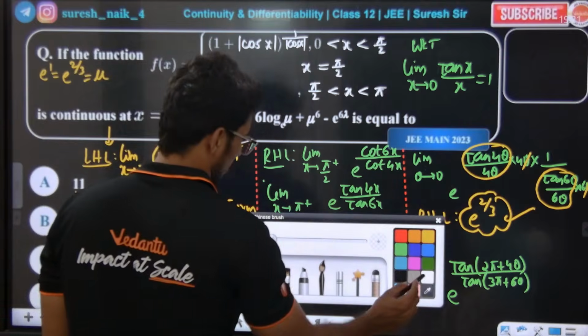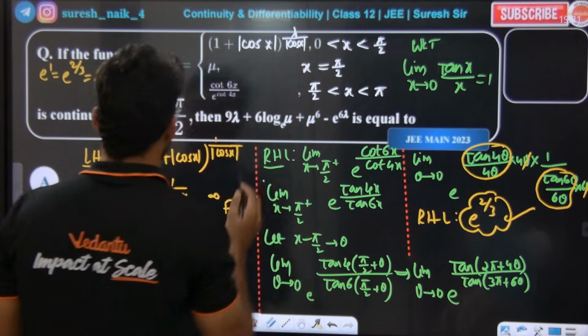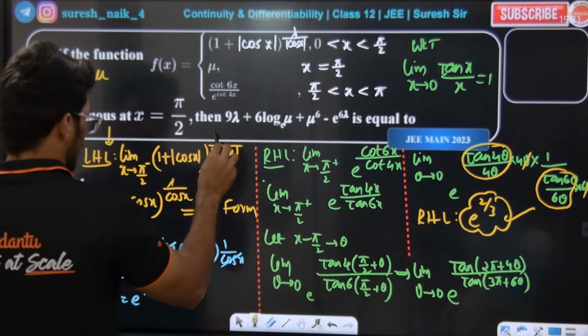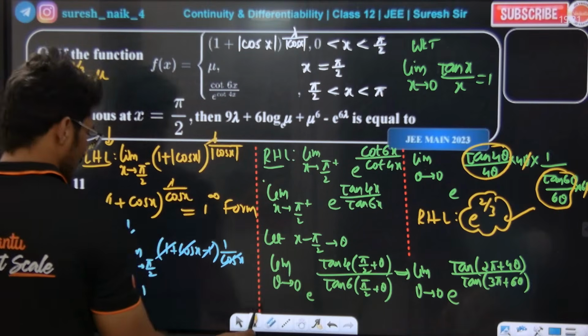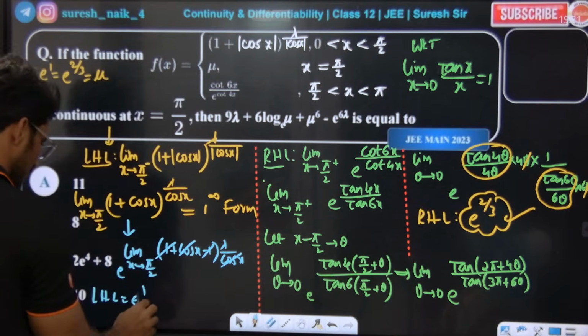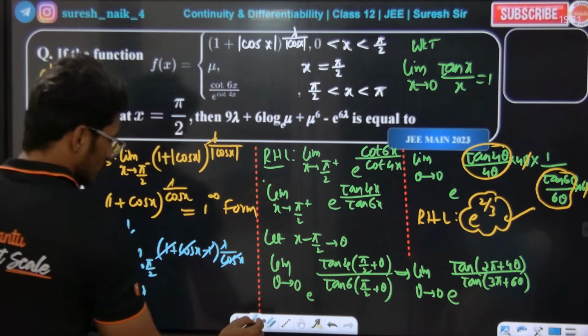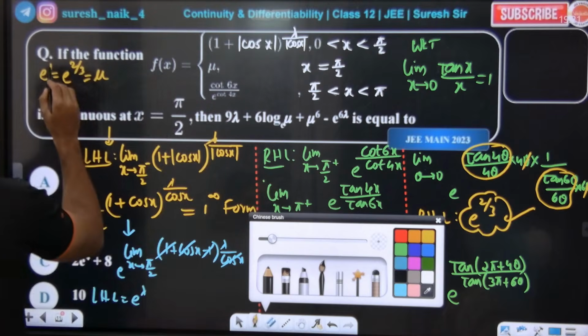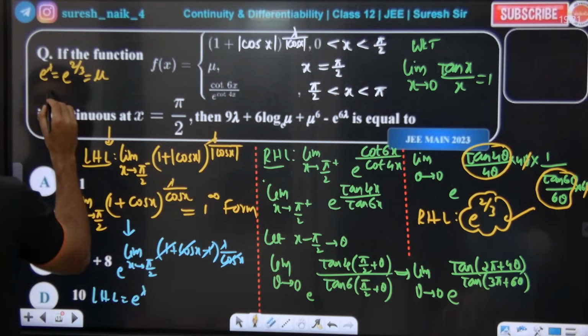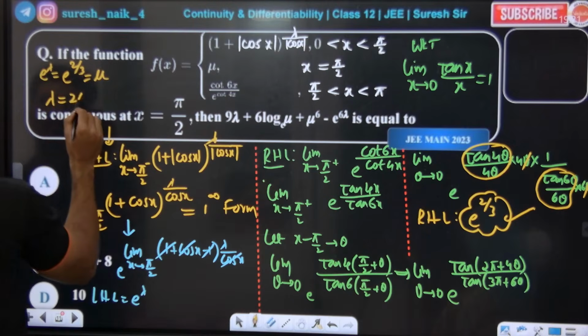Here there should be a lambda. Above there should be a lambda. I think this should be lambda. If this is lambda, then this is e power of lambda. Compare these two, e power of lambda. From these two things, lambda is equal to 2 by 3.